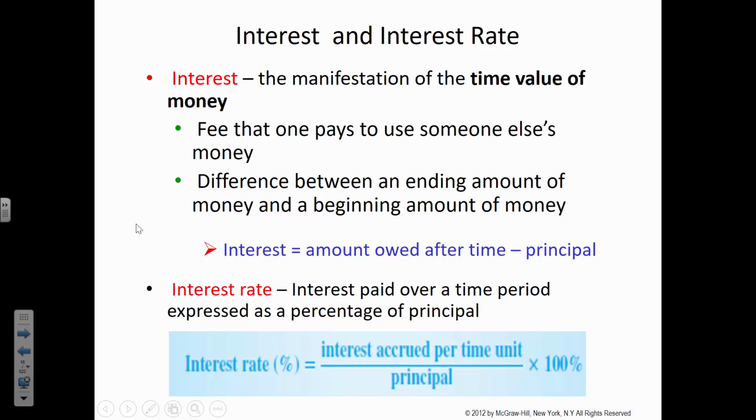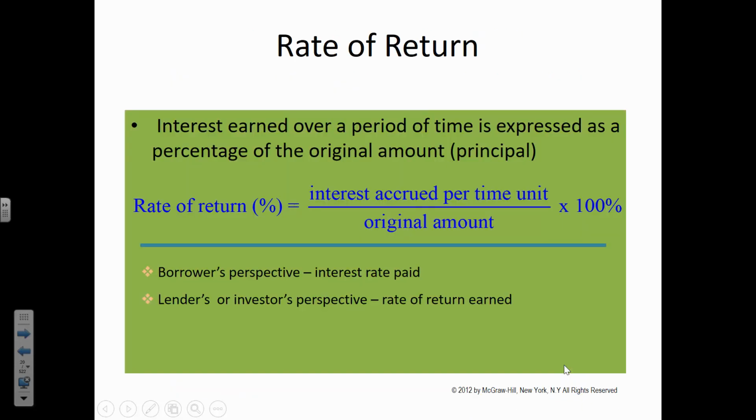So here's the formula for it. The interest rate as a percentage is the interest amount that was accrued in a certain time period divided by the principal, which is the original loan amount, multiplied by 100 to make it a percentage. And we have the same formula for rate of return. Interest amount divided by the original principal amount multiplied by 100. All right, so to get some practice with that, I'm going to hand out the in-class exercise for today.